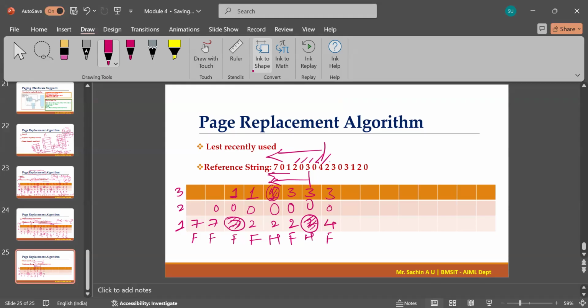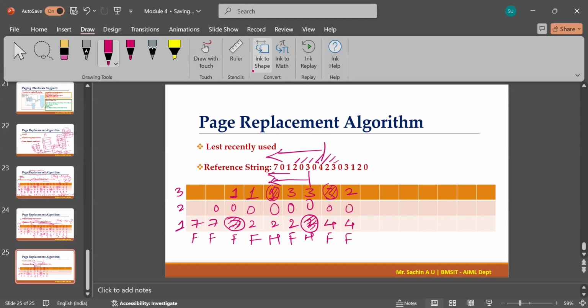So after 4, I will be looking for 2. 2 is also not present, so I will mark it as fault. So after 2, if you see, 4 is recently used, 0 is recently used. That means instead of 3, I will replace 2. 0 and 4 remain as they are.